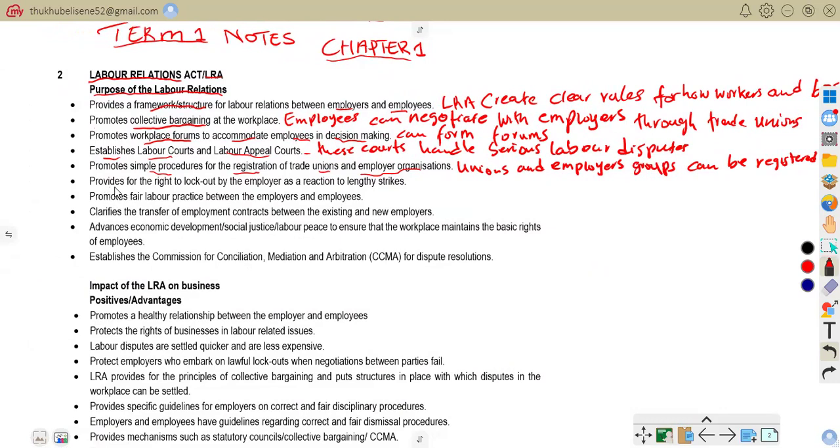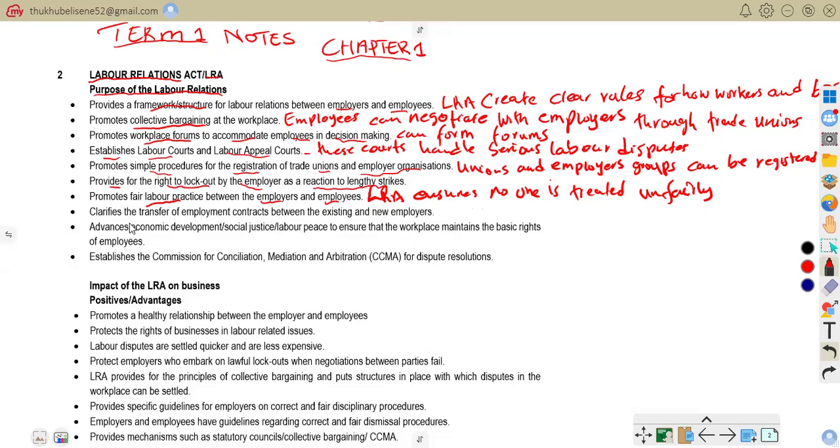Also, it provides the right to lock out by the employer as a reaction to a lengthy strike. So what it means is that if workers strike for long, employers may stop them from entering the workplace. It also promotes fair labor practice between employers and employees. The LRA ensures no one is treated unfairly. So let us move on to another point.